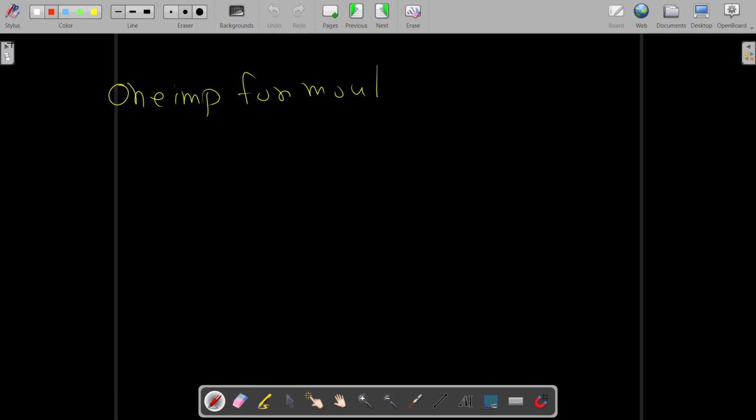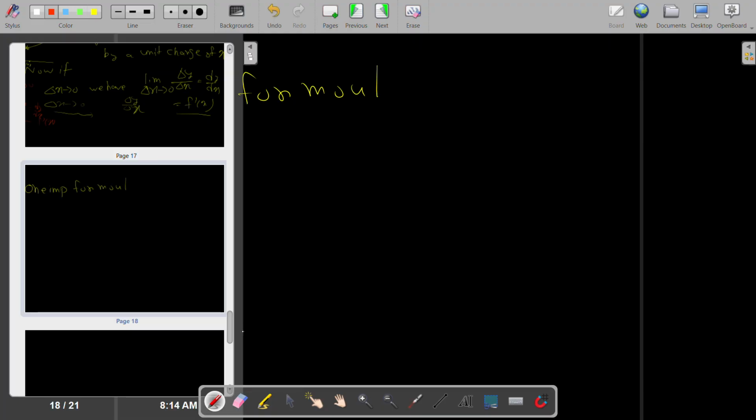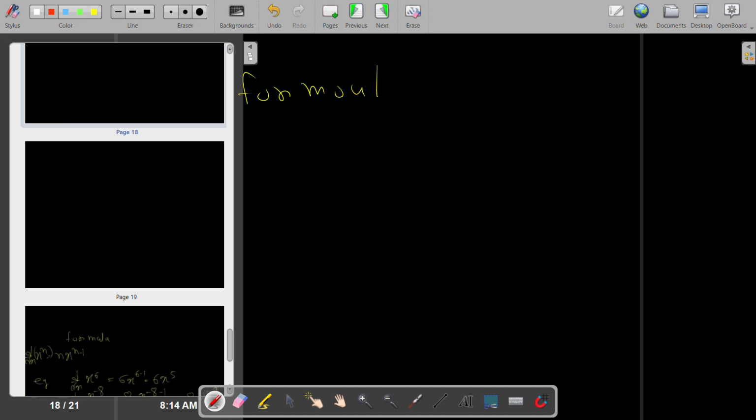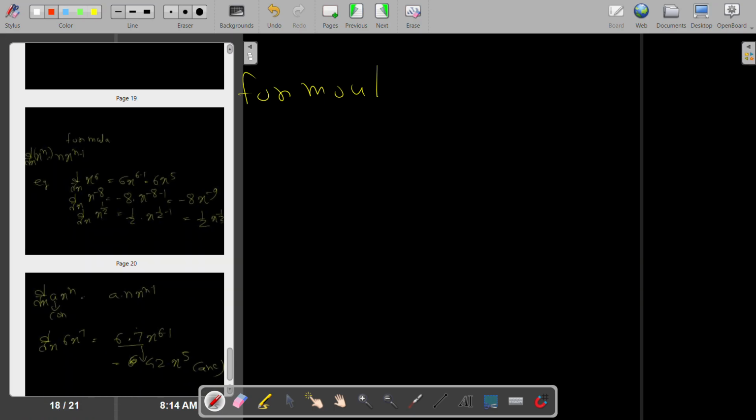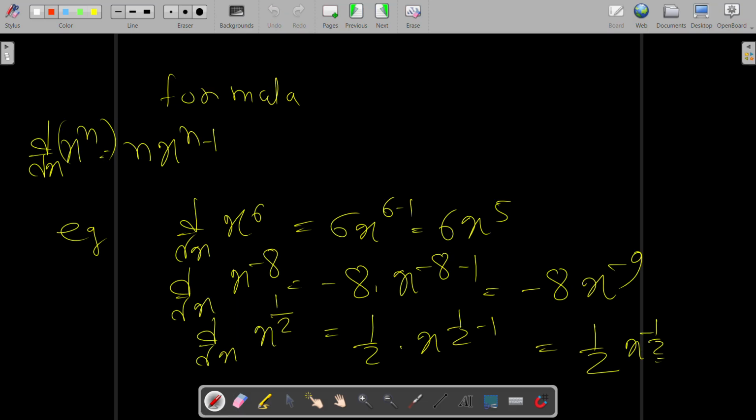Next, we will discuss one important formula, basically for doing problems of physics numericals. It is an important formula which will be needed in all the problems. The formula says that d of x to the power n is n x to the power n minus 1.